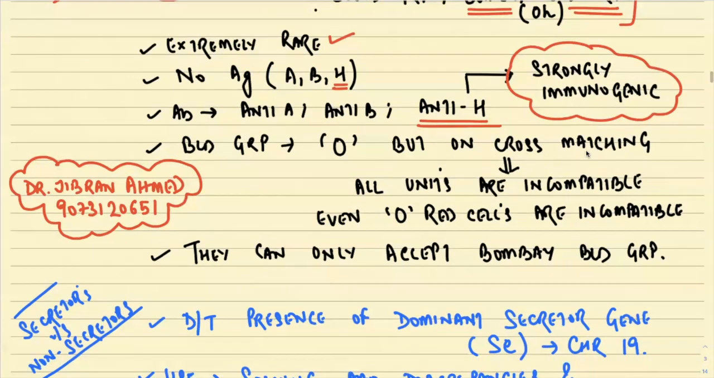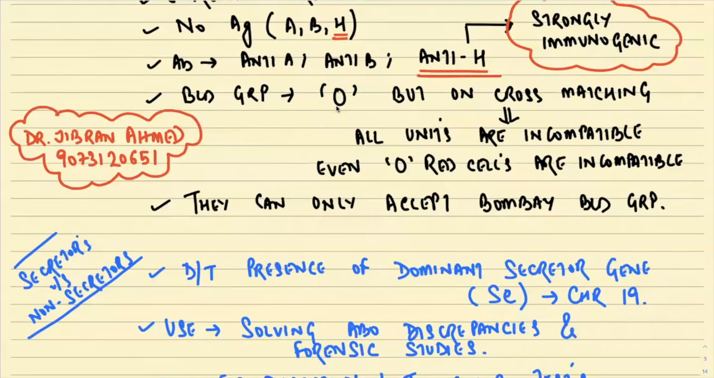Remember, if you do the grouping of this individual, it will come out to be blood group O. Why? Because it will not give any reaction with the A antigen or with the B. So it is coming out as O only. But if you do the cross matching of these individuals, all units, whether you give A, B, AB or O, are incompatible. Even the O blood group is incompatible with Bombay blood group. So these individuals can only accept their own blood. What they can do is donate their own blood into the blood banks for their future use.